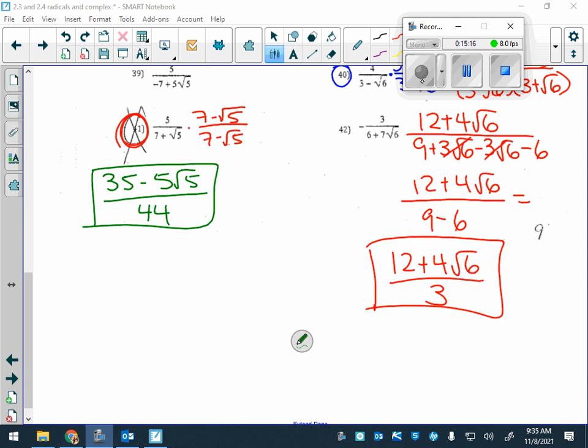Hey, for 41, how many of you did get 35 minus 5 root 5 over 44? Good, good, good. Okay, so when you distribute, you have 35 minus 5 root 5, then you have 7 times 7, which is 49. You automatically should know the middle terms cancel. Then if you do root 5 times negative root 5 is minus 5, and that's how you get the 44. Okay? Any questions? Okay.